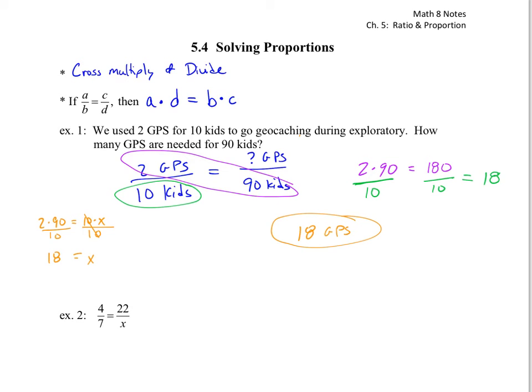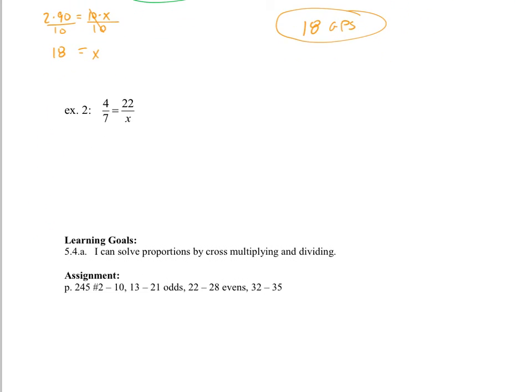So, example 2. Cross multiply. So what numbers am I going to multiply? 7 times 22. So you do whichever way the diagonal has 2 numbers. And you're going to divide by whatever's left, 4. So 7 times 22 is 154. 154 divided by 4.